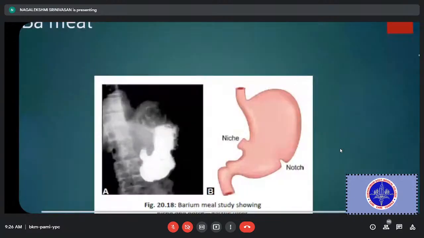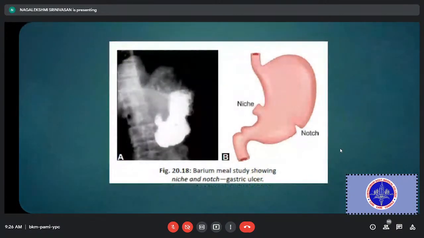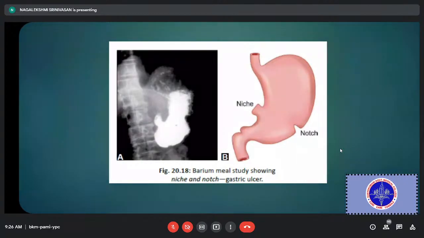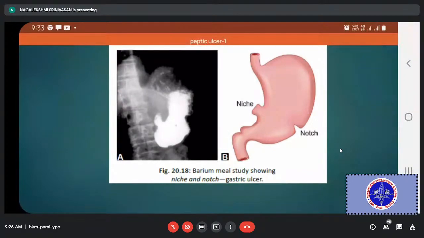So barium meal. So this is a niche and notch. What do you mean by niche and notch? This is the picture. First is the picture, and the second is the picturization to understand. Niche is a small diverticulum, like there is a process inside, and notch means there is a small gap that is seen in the greater curvature. So niching and notching is an important clinical feature in barium meal study.